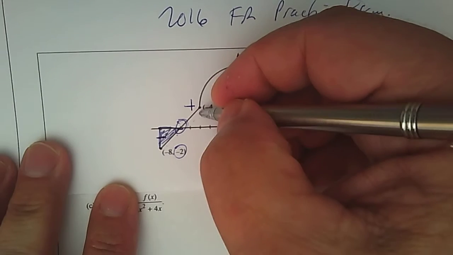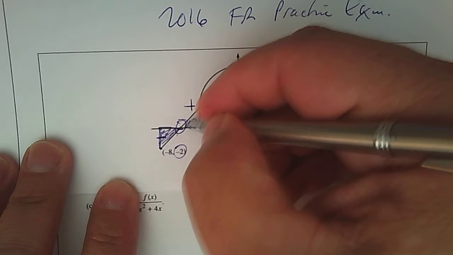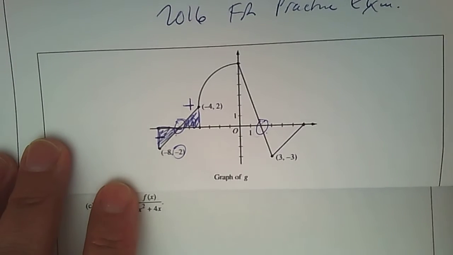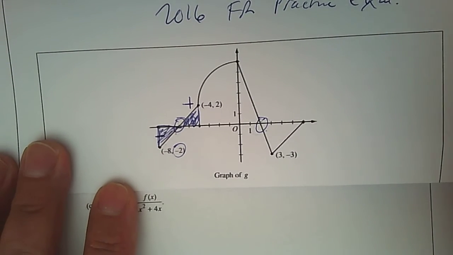Then we have another triangle here. Oh, guess what happens to these two triangles? They're exactly the same size, right?